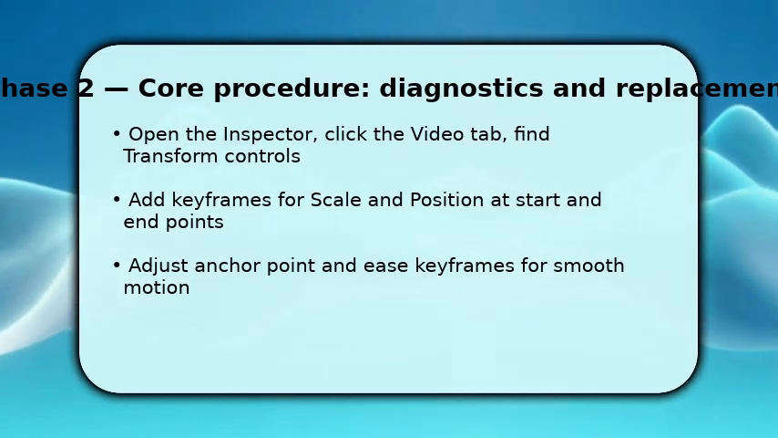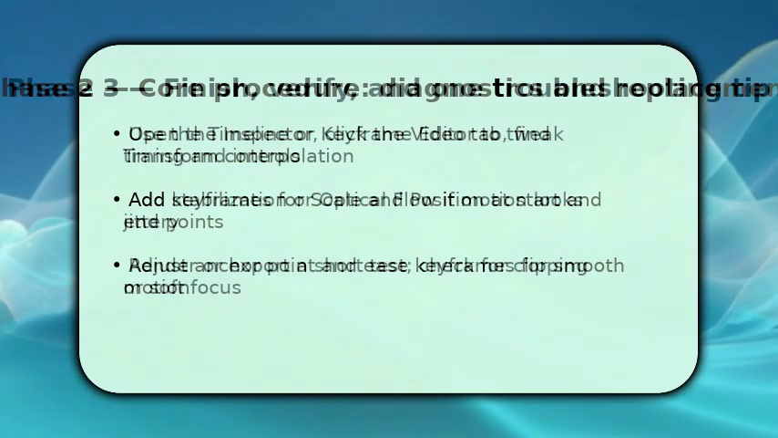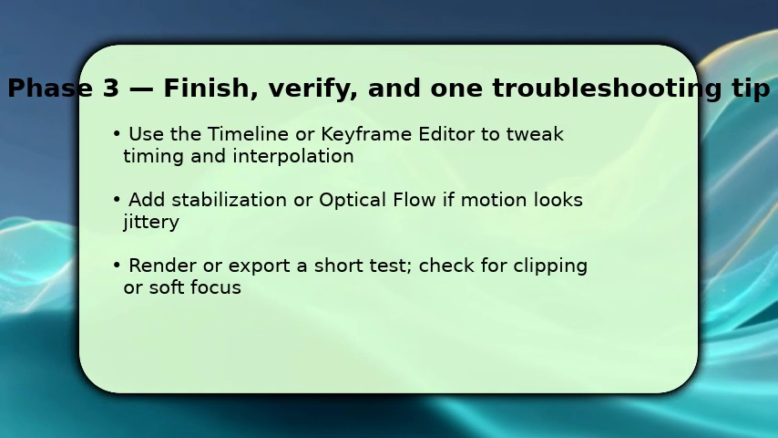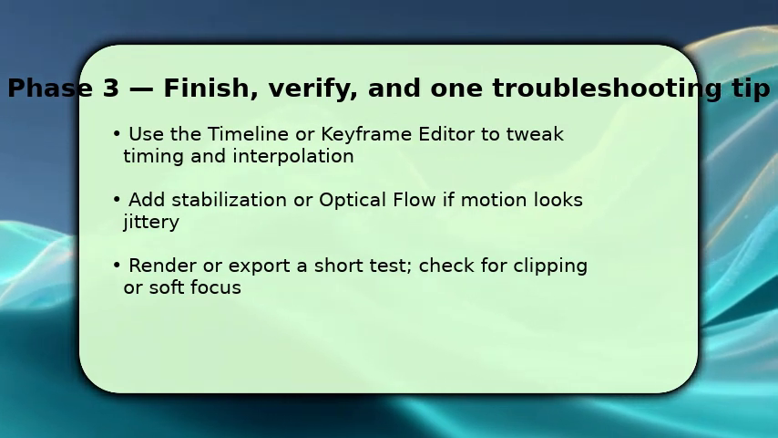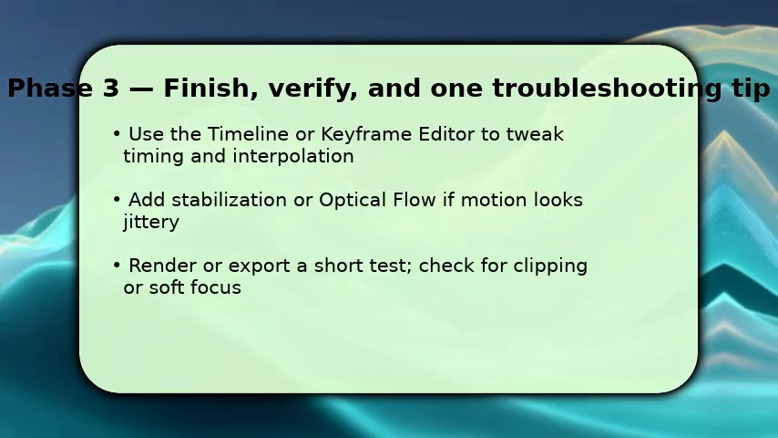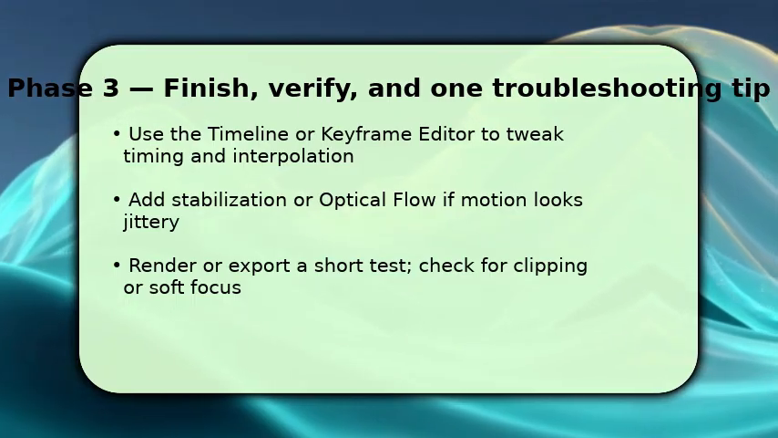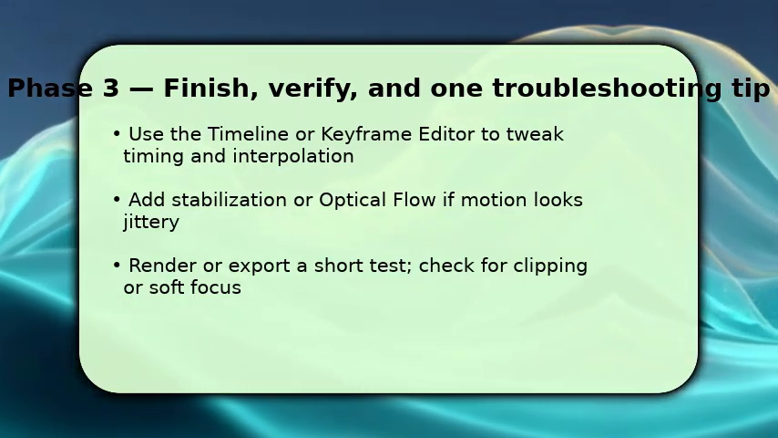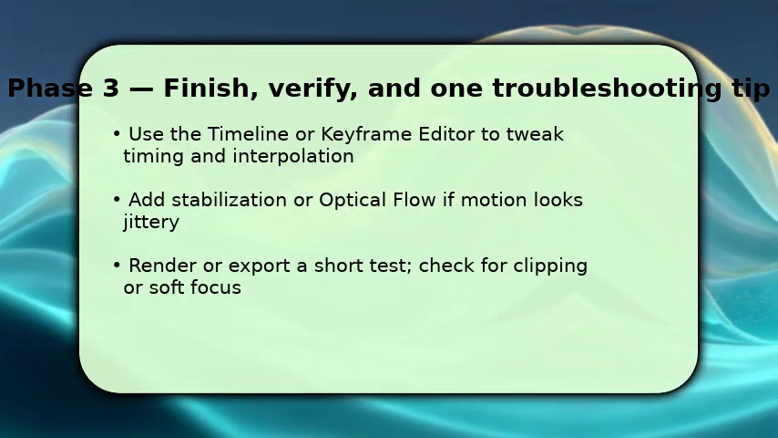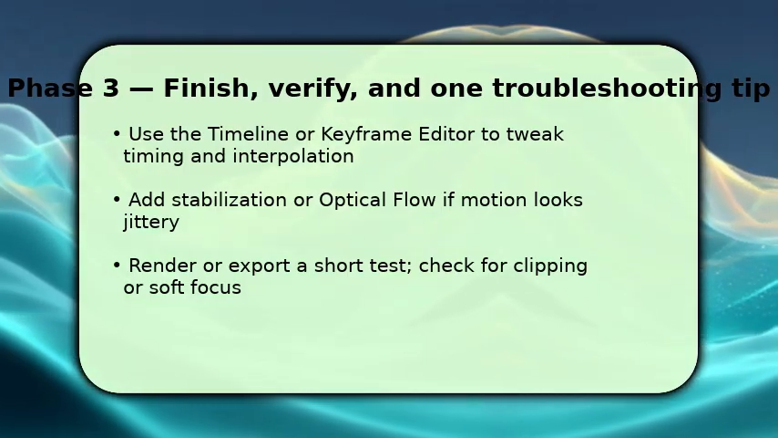deceleration. Now refine timing. Open the keyframe editor or expand the clip to nudge keyframes for rhythm and pacing. If the zoom introduces jitter, apply stabilization or switch to optical flow when retiming. That preserves smoothness. Once satisfied, render or export a quick test to check sharpness, clipping, and motion artifacts. If the image softens, reduce extreme scales or reframe with higher resolution footage.